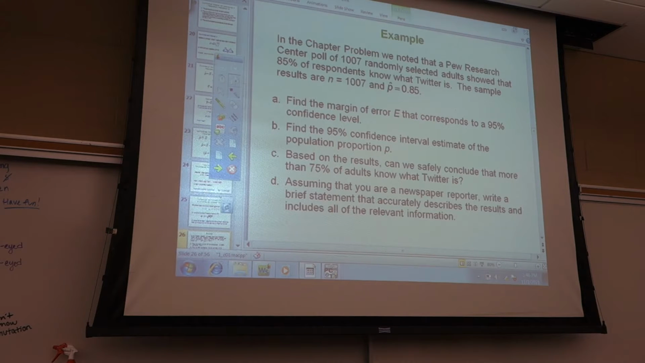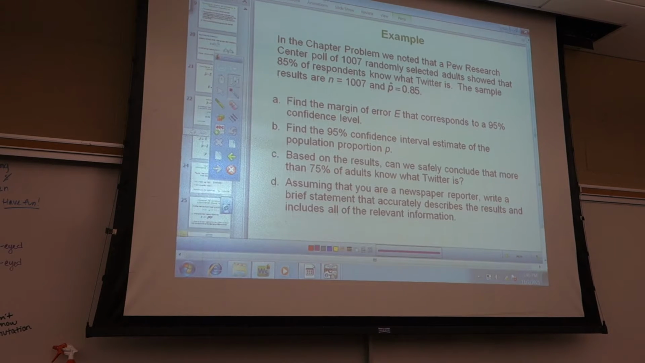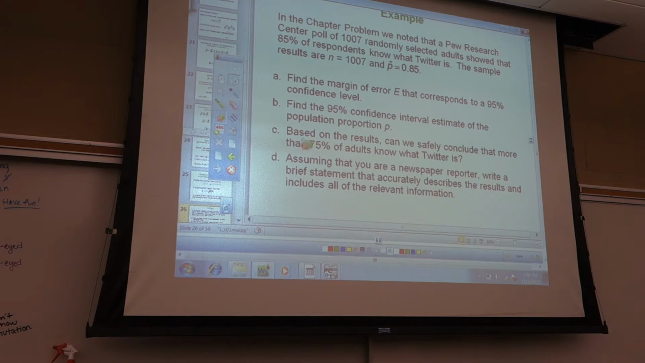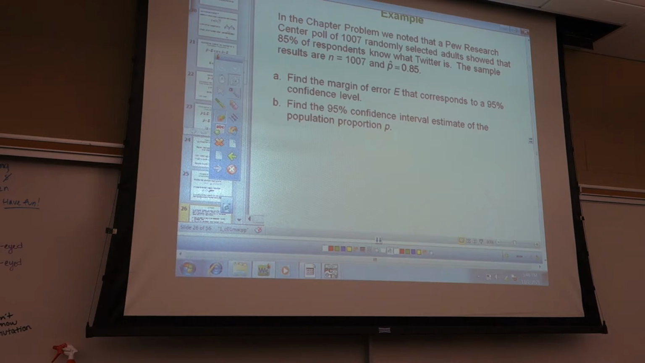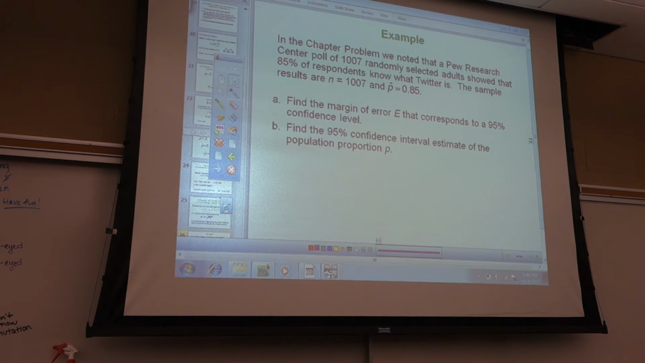So we're going to do this one together, which means that you will literally be writing stuff in on your sheet. So let's see. Nathan, read for me the first paragraph. In the chapter problem, we noted that a Pew Research Center poll of 1,007 randomly selected adults showed that 85% of respondents know what Twitter is. The sample results are n equals 1,007 and p hat equals 0.85.